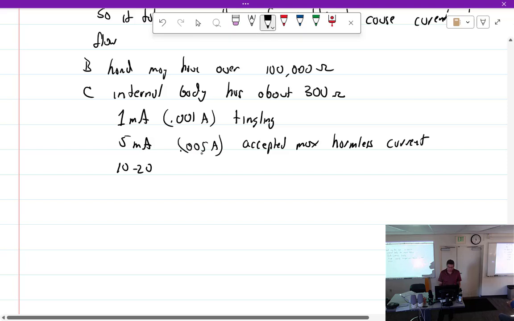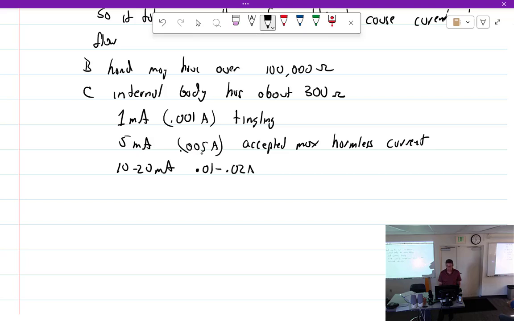10 to 20 milliamps, which is 0.01 to 0.02 of an amp. Possibly you're going to get muscular contractions, inability to let go. Then 100 to 300 milliamps. So that is 0.1 to 0.3 of an amp. That's all that is.